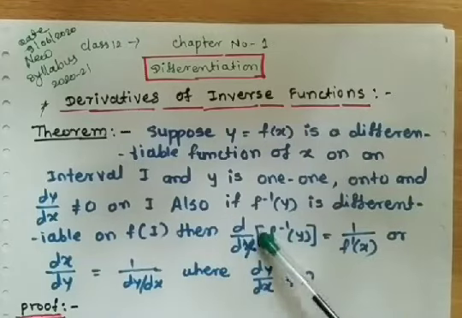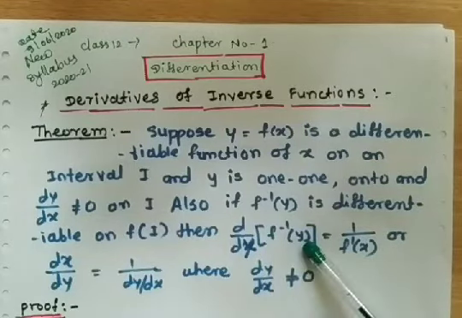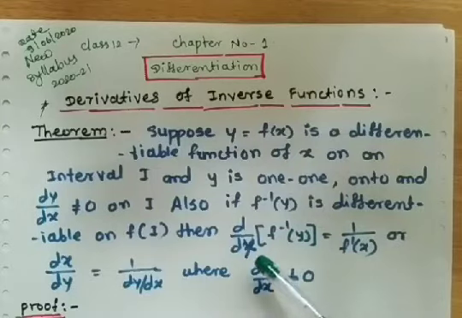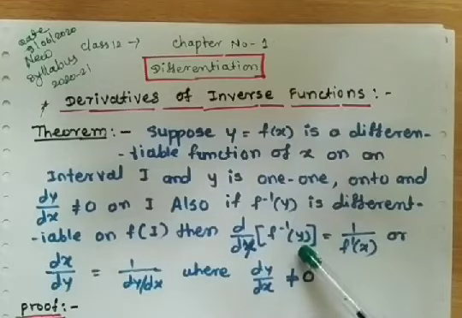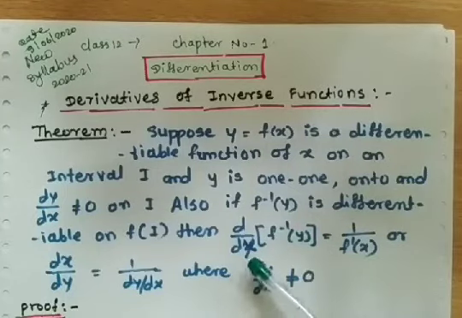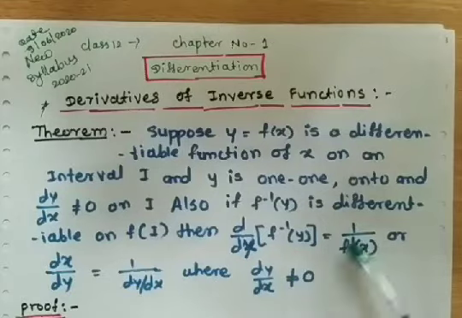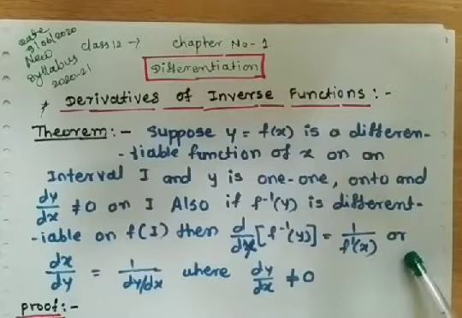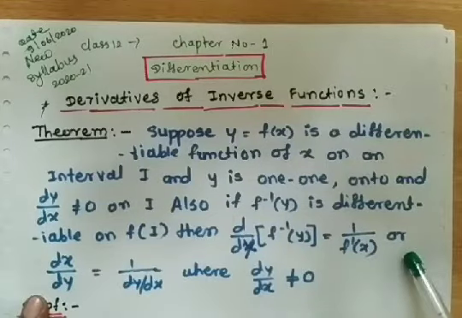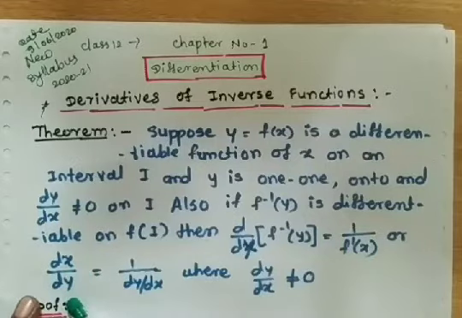Then d by dy means we have to take the derivative of this f inverse of y with respect to y, because the function is in terms of y. Here x is given in terms of y. Therefore, we have to differentiate this f inverse of y with respect to y, and it becomes the ratio 1 upon f dash of x, or it can also be written as dx upon dy, that is, d by dy of x.